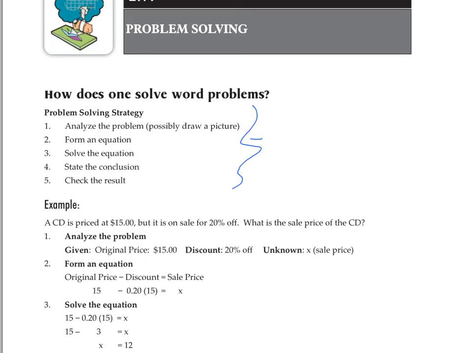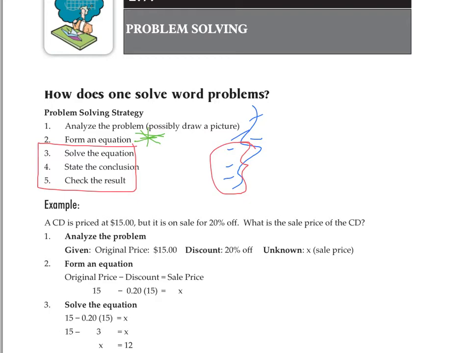Analyze the problem, possibly draw a picture. Drawing a picture is always helpful to me. Form an equation is the next step. Solve the equation, state the conclusion, and check the result. It seems like these 3 steps at the bottom, solving the equation, stating the result, and checking the results, are the easier part. It's actually forming the equation that students seem to have the most difficulty with. So we're going to have to focus on that.